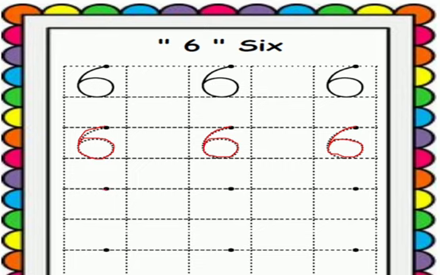It's like a capital letter C. First make a C and then a half circle. Number 6. A capital letter C, then a half circle. Number 6. Curve and then join back. Number 6.